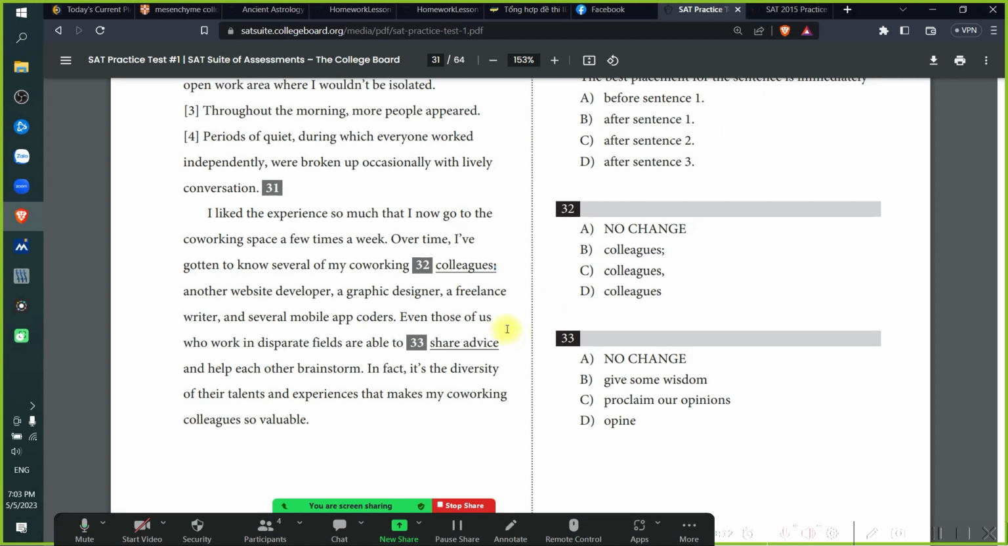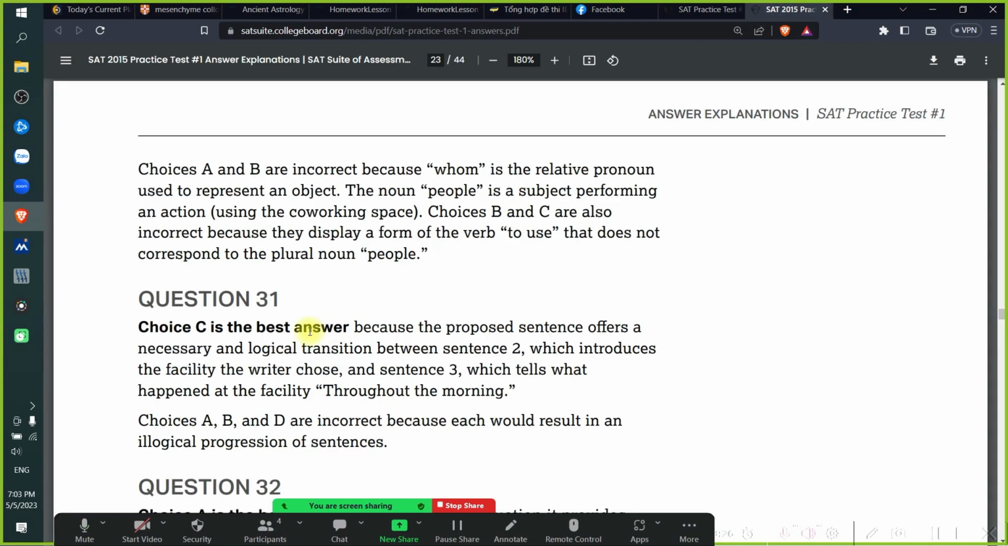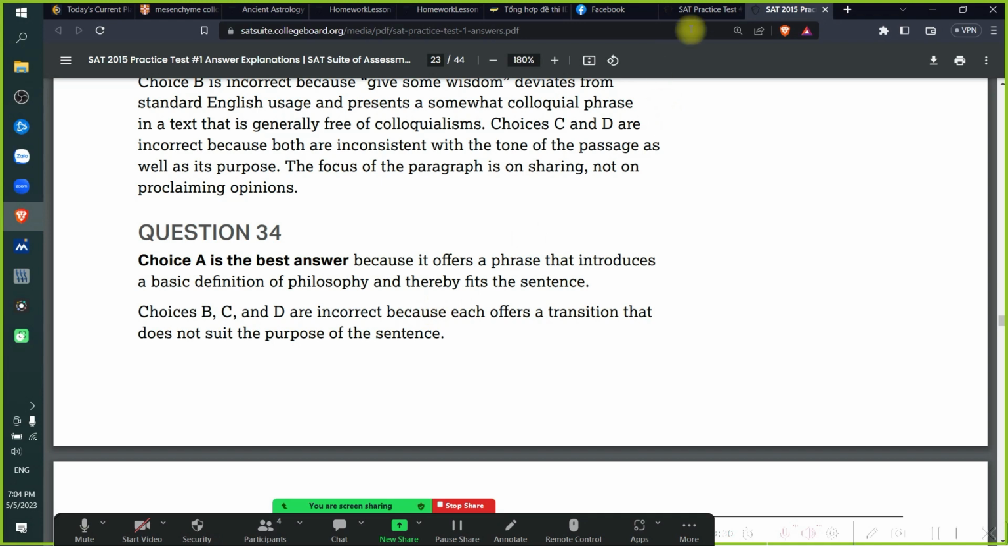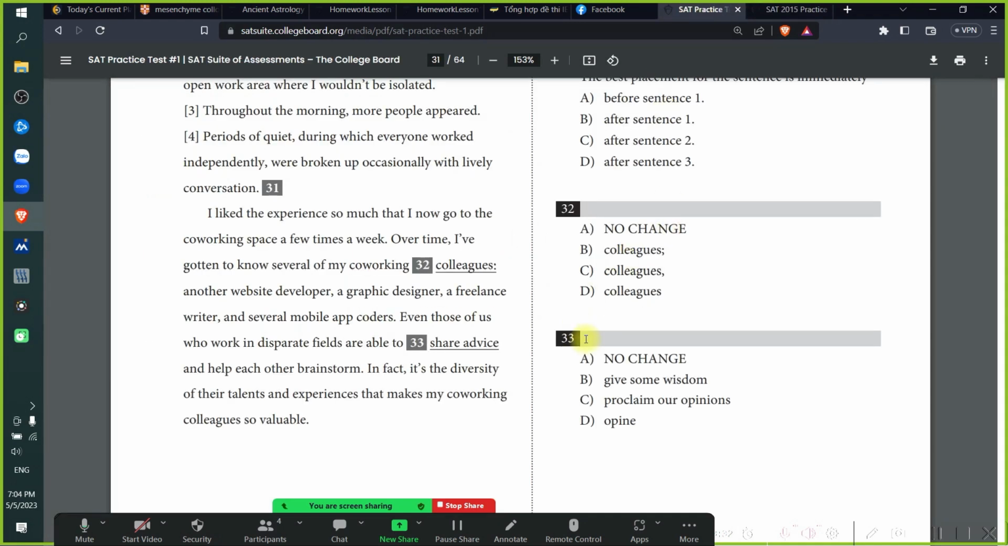So 32, it's no change. Number 33, please. It's no change too. To share advice, help each other brainstorm. 32A, 33A. Correct. Correct. No change.